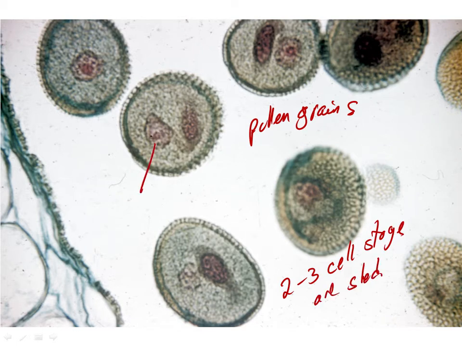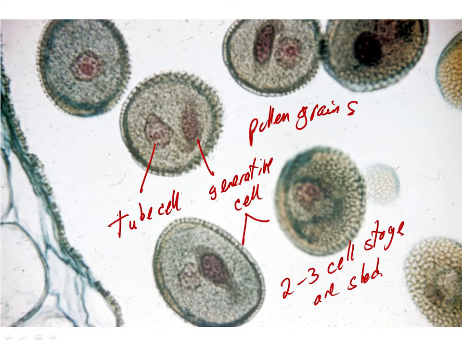Here is the tube cell, or the tube nucleus. I'll just call it the tube cell and the generative cell. And the generative cell is going to divide to form the sperm.